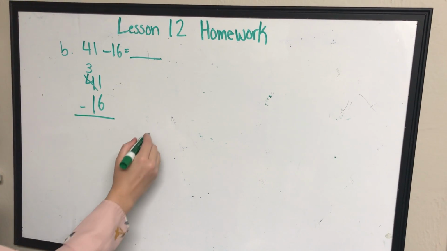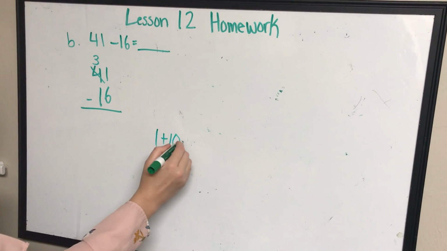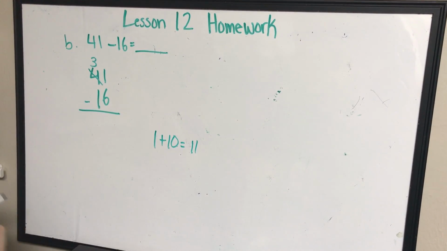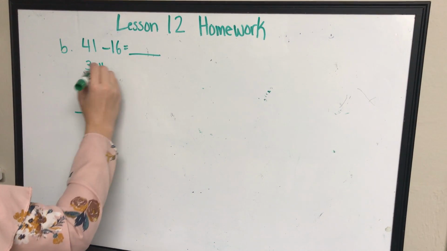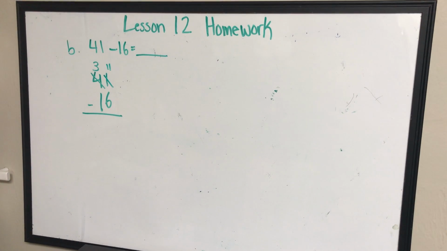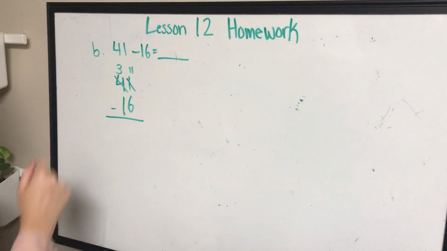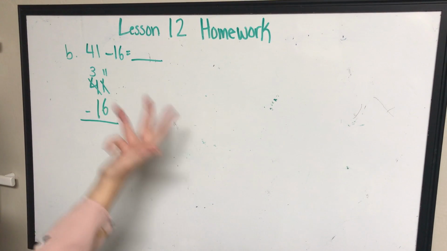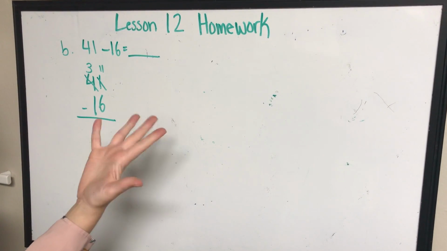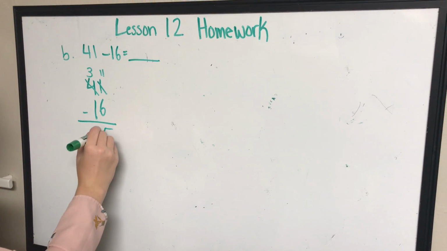So right now I already have a 1, and I'm going to add 10 ones to it. What's 1 plus 10? It's 11. So I need to add 11 to my ones place. Now I have 11 minus 6. Can I do that? Oh yeah. Put the smaller number in my head. 6, 7, 8, 9, 10, 11. How many fingers? 5. My answer is 5.